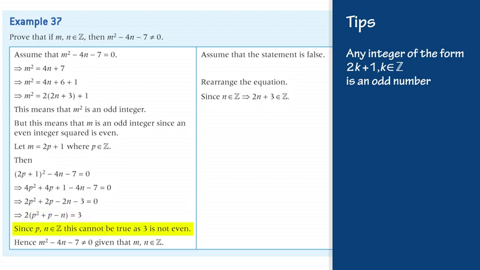Since p and n are integers, this cannot be true, as the left-hand side is an even integer and 3 is not even. Hence, m squared minus 4n minus 7 is not equal to 0, given that m and n are integers.